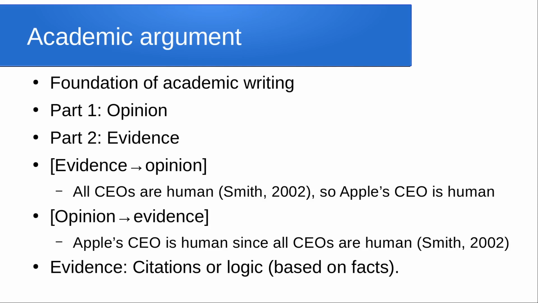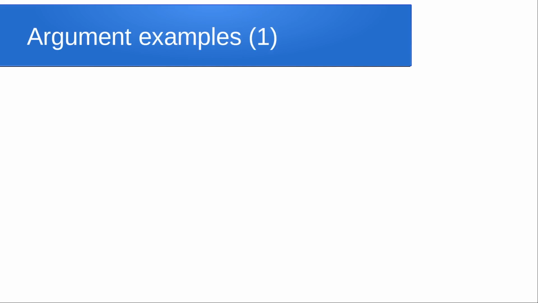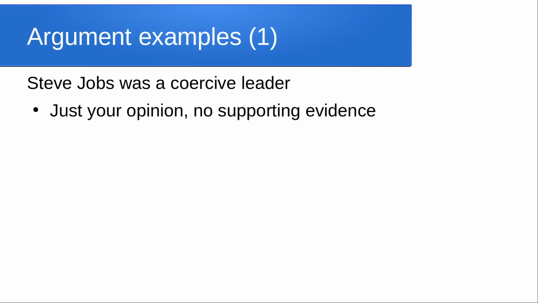Here are some examples of academic argument. Steve Jobs was a coercive leader. This is very weak. It is just your opinion. There's no supporting evidence. Maybe he was, maybe he wasn't. And if you say, in my opinion, Steve Jobs was a coercive leader, it doesn't make it a stronger argument. It's still just your opinion. There's no reason for the teacher to believe that at all. That's very, very low, simplistic thinking.